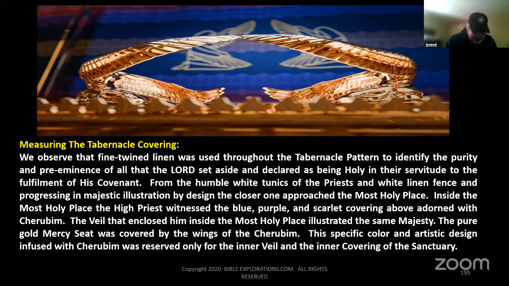Inside the most holy place, the high priest witnessed the blue, purple, scarlet covering above, adorned with cherubim. The veil that enclosed him inside the most holy place illustrated the same majesty. The pure gold mercy seat was covered by the wings of the cherubim. This specific color and artistic design, infused with cherubim, was reserved only for the inner veil and the inner coverings of the sanctuary.